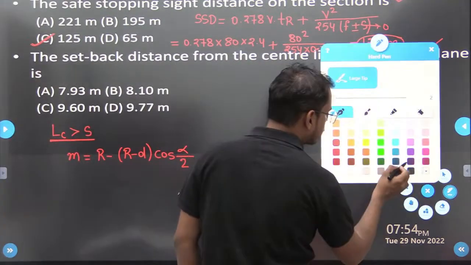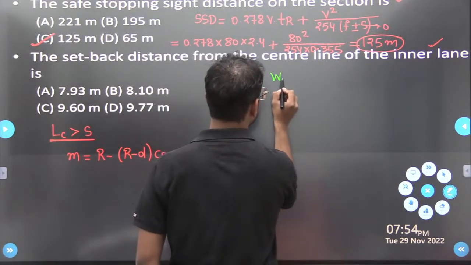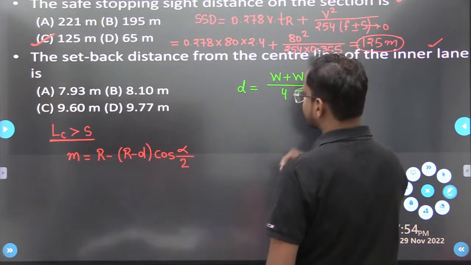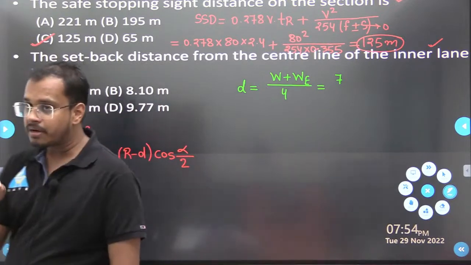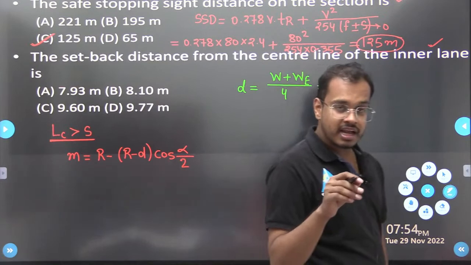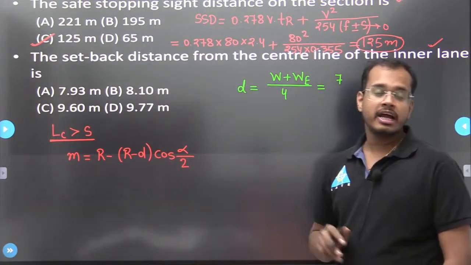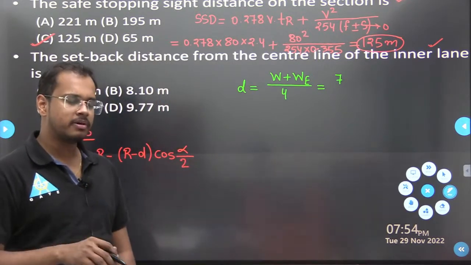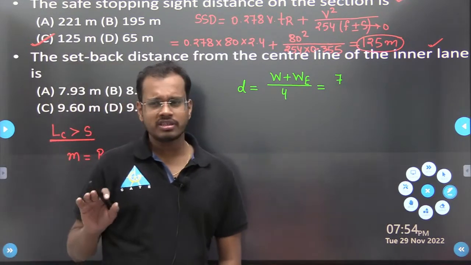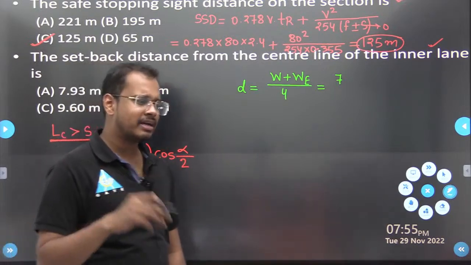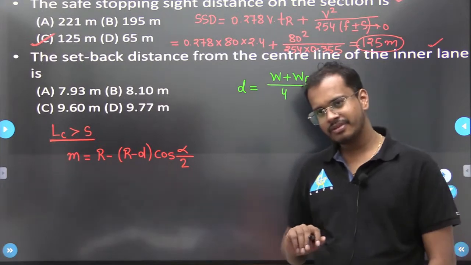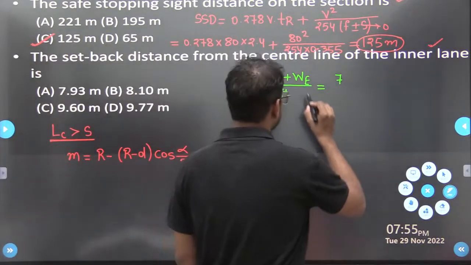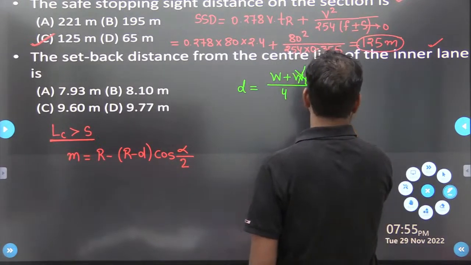How to calculate the value of small d? We already know that the value of small d is equal to (W plus We) divided by 4. What is the value of W? The width of road, 7 meters, is directly given, but extra widening is not given in the question. To calculate extra widening, we can apply the formula nl square divided by 2R plus V upon 9.5 under root R. But l is not given, and I am not able to adopt any data because it is a GATE exam. If it is an ESE exam or any other conventional exam, then I directly consider l equal to 6 meter. But in a GATE exam, never assume any data. So in this case, I do not calculate the value of extra widening.